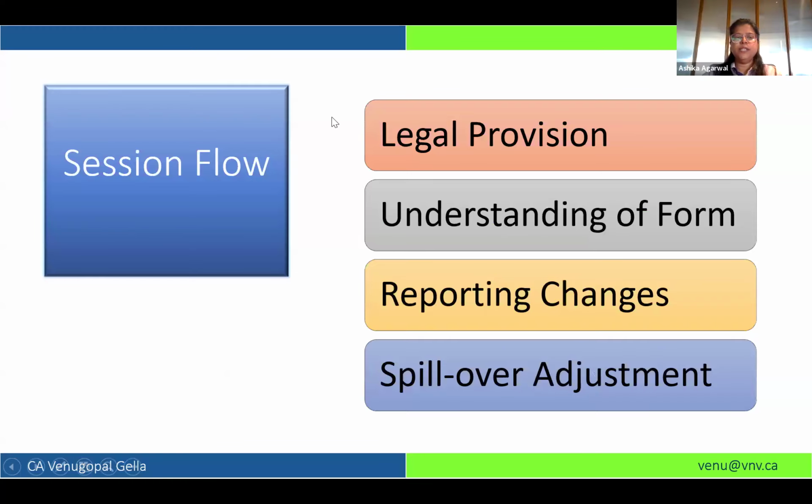Our flow of session will be in this fashion. First, we will understand the legal background, the forms, various tables, plus what the reporting changes are and how to deal with a spillover of transactions. Means 23-24 transactions having impact in 24-25. Similarly, 24-25 having impact in 25-26. So if any previous year impact is coming in the current year and current year impact is going into the subsequent year, how to deal with those spillover transactions and how the same comes as reporting in GSTR 9 and 9C.